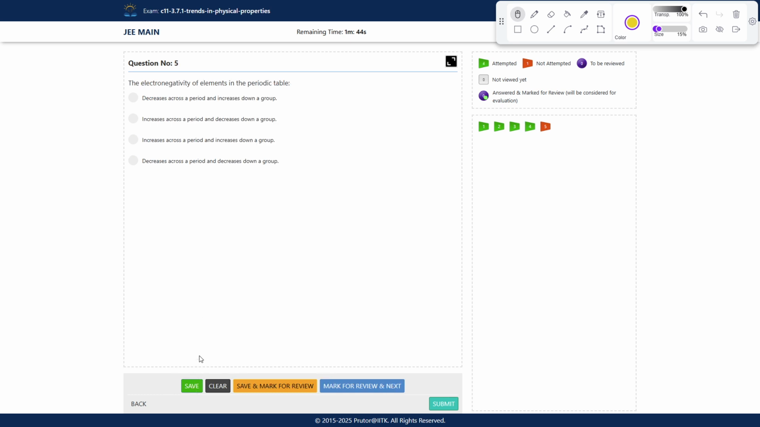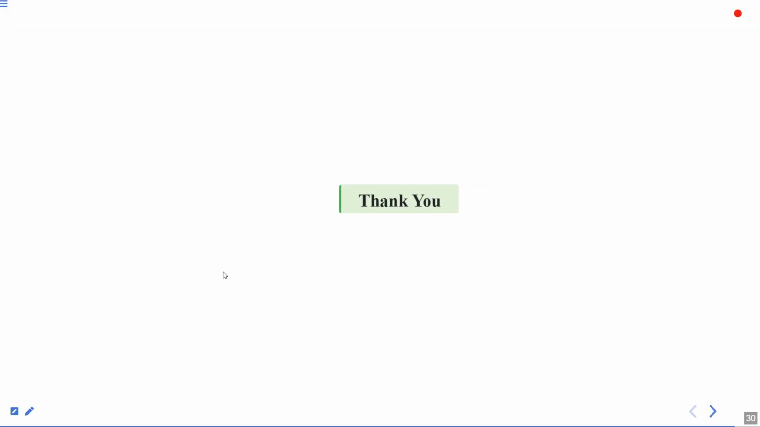Coming to the next question: the electronegativity of elements in the periodic table. This is the easy one. What is the order in the case of group and period? How does electronegativity vary? Electronegativity decreases from top to bottom and increases from left to right. So it increases across a period and decreases down a group. That gives you your correct option as B. So this was all for today's lecture.